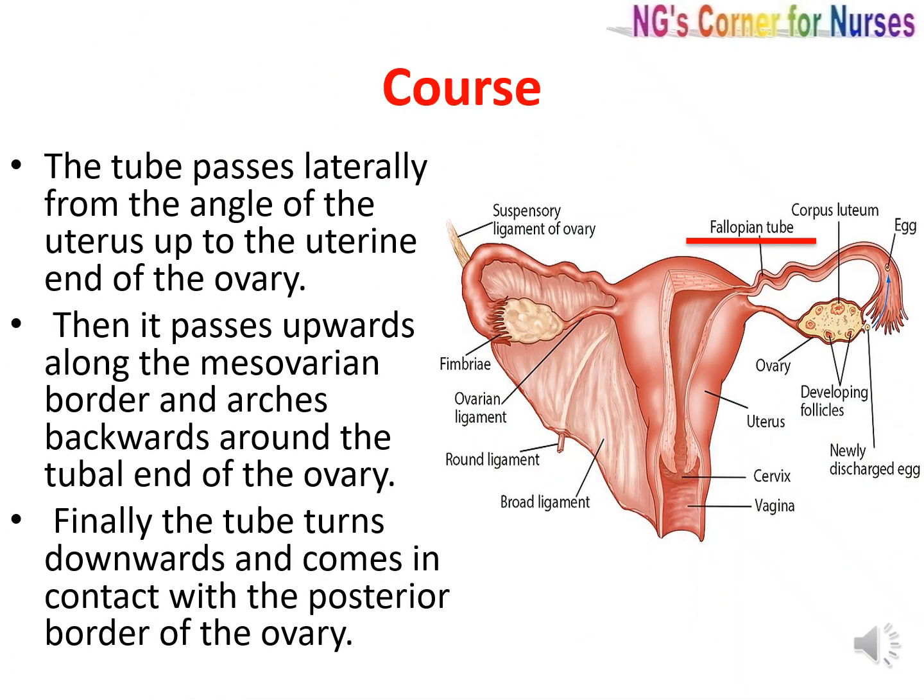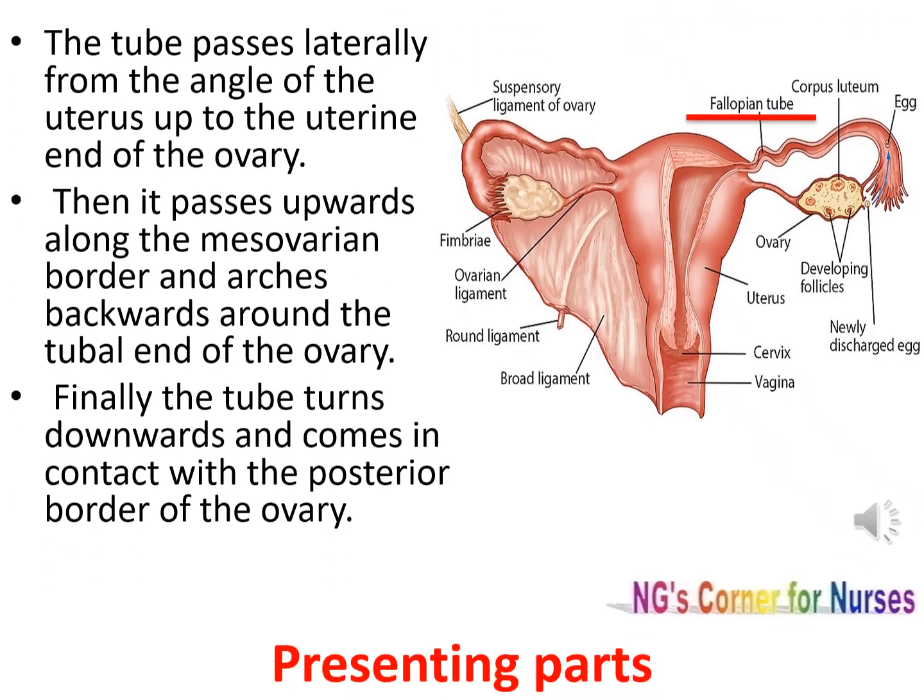Next, coming to the course of the uterine tube. The tube passes laterally from the angle of the uterus up to the uterine end of the ovary. Please see the picture. Then it passes upwards along the mesovarian border and arches backwards around the tubal end of the ovary. And finally, the tube turns downwards and comes in contact with the posterior border of the ovary.